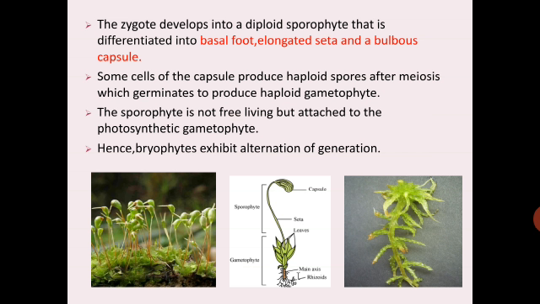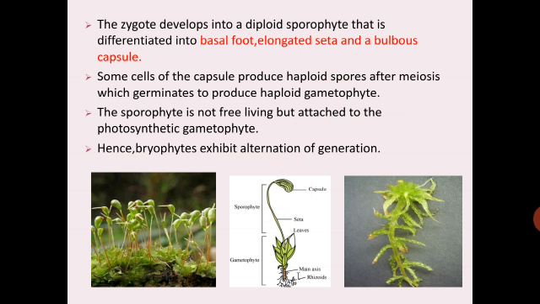The zygote develops into a diploid sporophyte that is differentiated into basal foot, elongated seta and a bulbous capsule. In this diagram you can see the foot is embedded inside, this is the seta, and the bulbous capsule is present. So the sporophyte is differentiated into three parts: basal foot, elongated seta and the bulbous capsule.